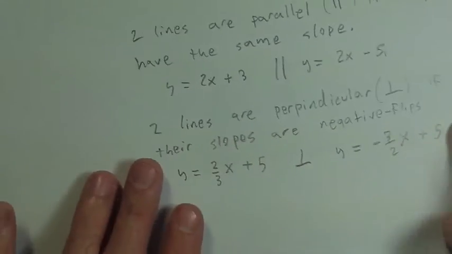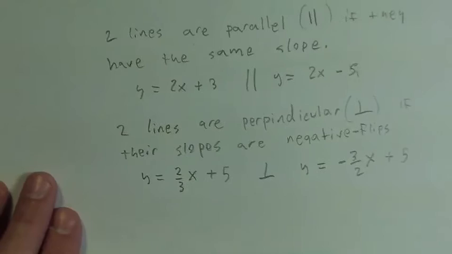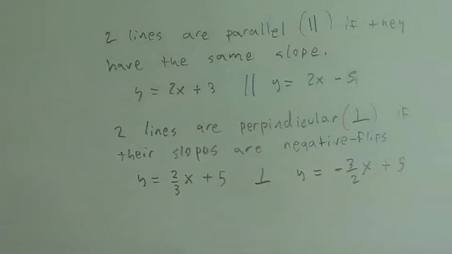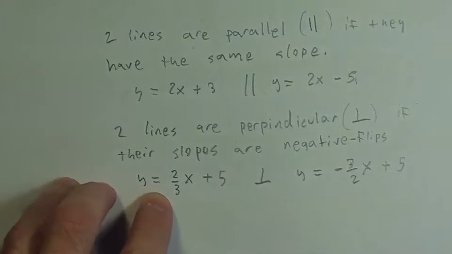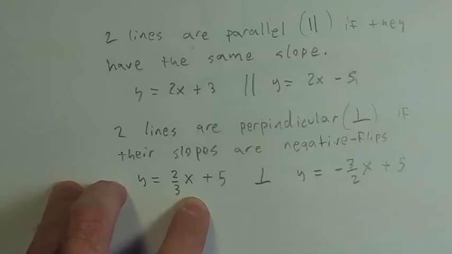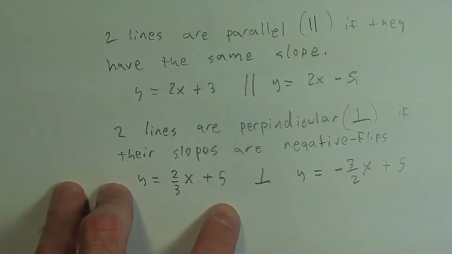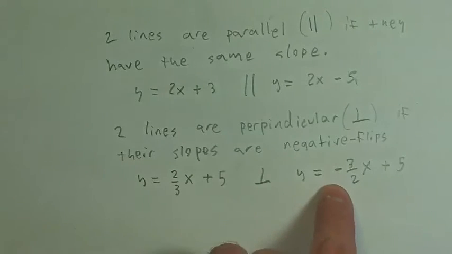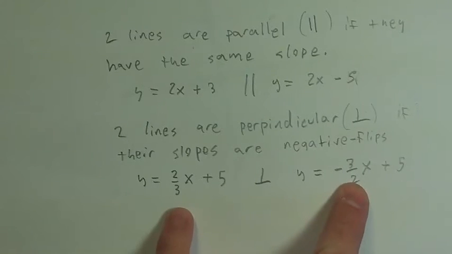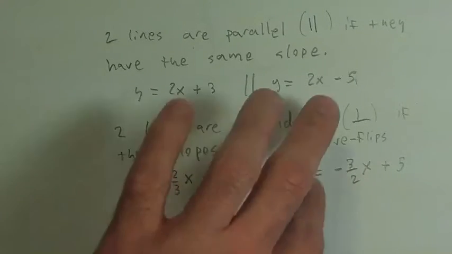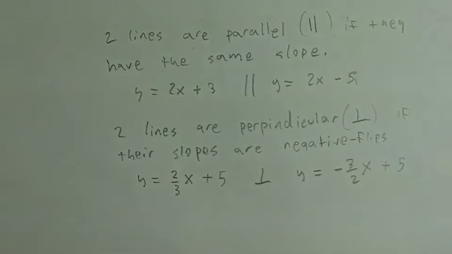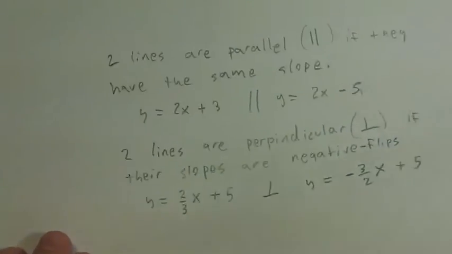Similarly, two lines are perpendicular if their slopes are negative flips, or negative reciprocals is what the actual word is. I think of it as negative flips. So if I have the line y equals 2/3 x plus 5, and the line y equals -3/2 x plus 5, these are going to be perpendicular. This is the negative flip. We flip the fraction, negate it, and that new slope will be perpendicular. So let's graph these to actually see whether or not they satisfy that.